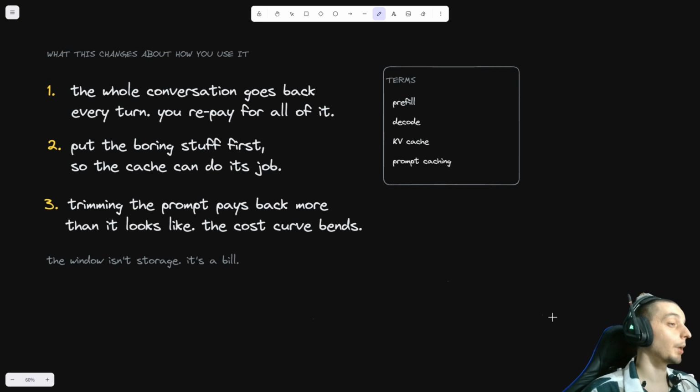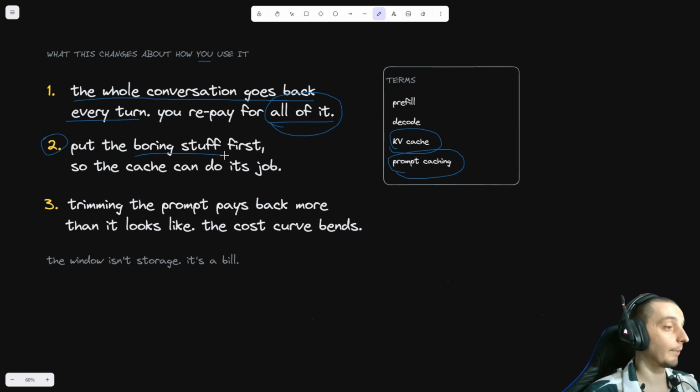Okay, so what does this change about how you use it? The first thing to keep in mind is that the whole conversation goes back every turn, and you pay for all of it every turn. The model's automatic KV cache can't help you with your bill, but prompt caching actually can. That's why you have to put the boring stuff, the stuff that is less likely to change, at the top of your prompt. And the final piece is that shorter prompts actually save you more than it looks like. Okay, that's it.